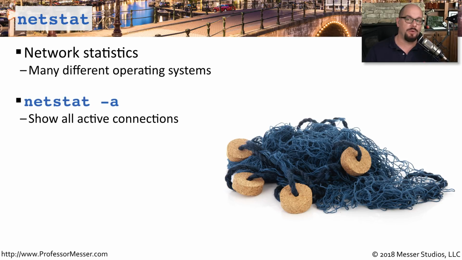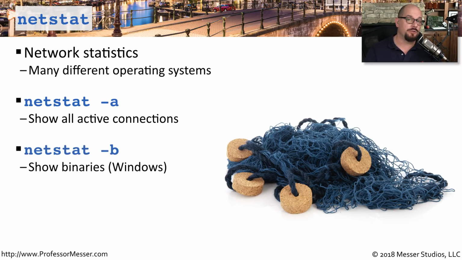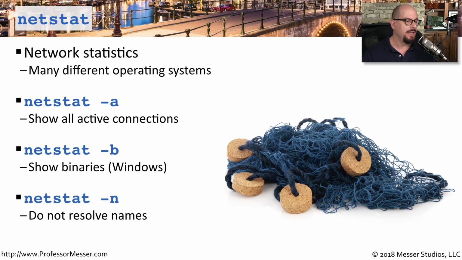So for example, if you wanted to see all of the active connections that were on an individual machine, you can run netstat -a. On a Windows machine, you could combine the netstat -a with the netstat -b, which would not only show you the number of active connections, it would tell you exactly the Windows binary that was used to create that connection across the network. And if you wanted to get rid of the resolved names and just get IP addresses with netstat, you can run netstat -n.